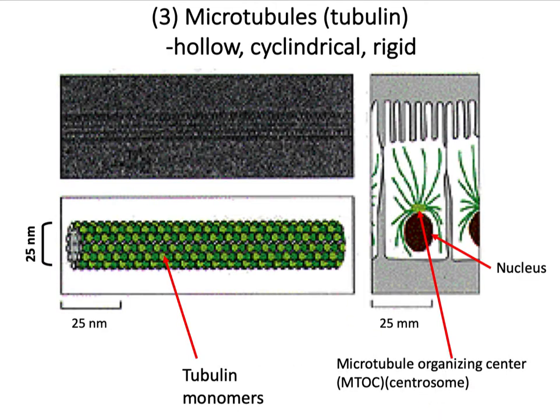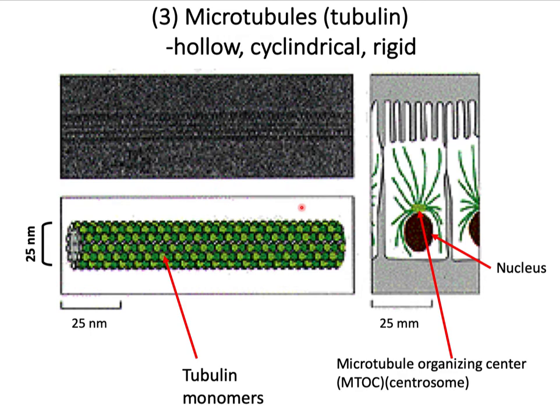The third type of filament that you find inside the cell are the microtubules. They are polymers of tubulin proteins. They are the largest of the three filaments, and they are about 25 nanometers in diameter. They are hollow and cylindrical in shape, and they are extremely rigid. They are the most rigid out of the three filaments that make up the cytoskeleton.